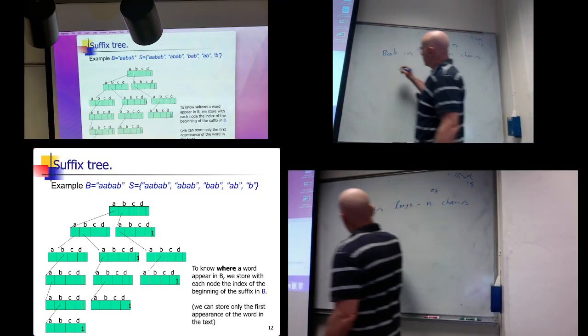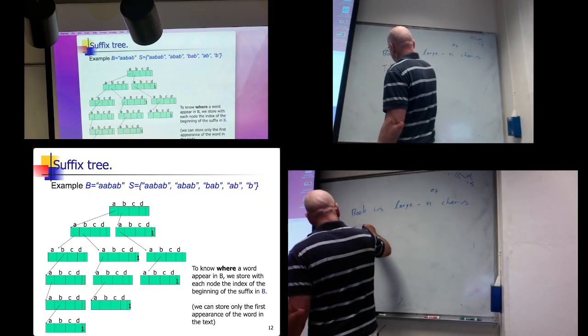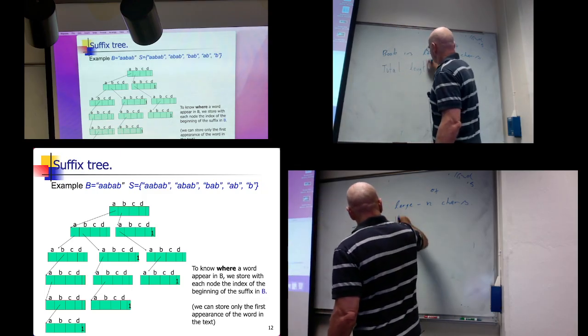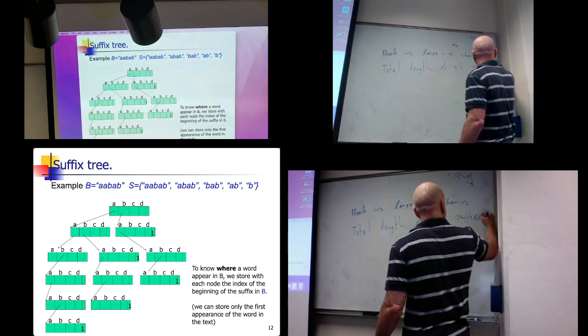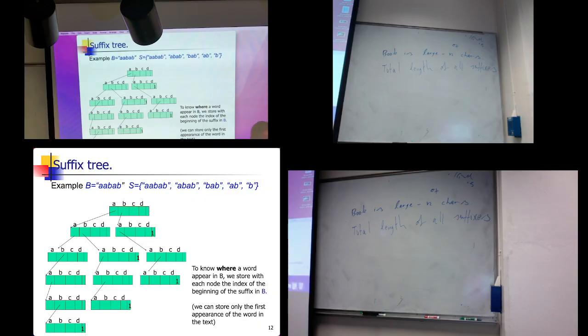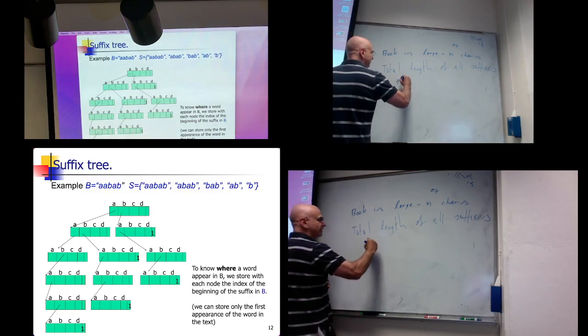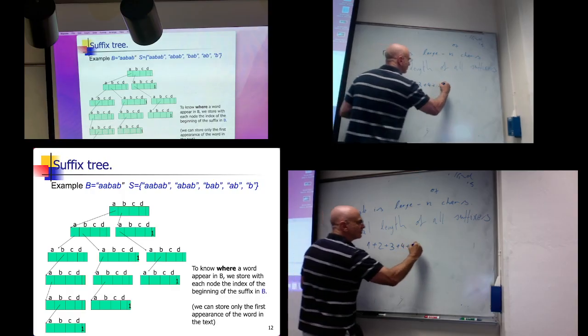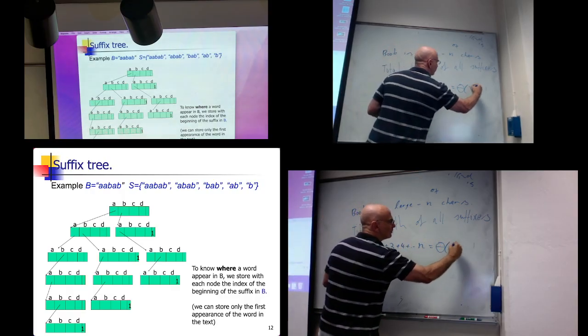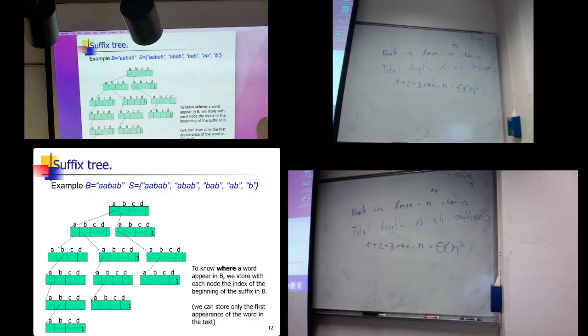But what is the total length of all the suffixes that I'm going to create? N squared, right? It's a suffix of size 1, plus 2, plus 3, plus 4, plus dot, dot, dot, n, which is theta of n squared. And for each one of them, I need to create a pretty large array that might store it. So it's n squared times the size of the array.